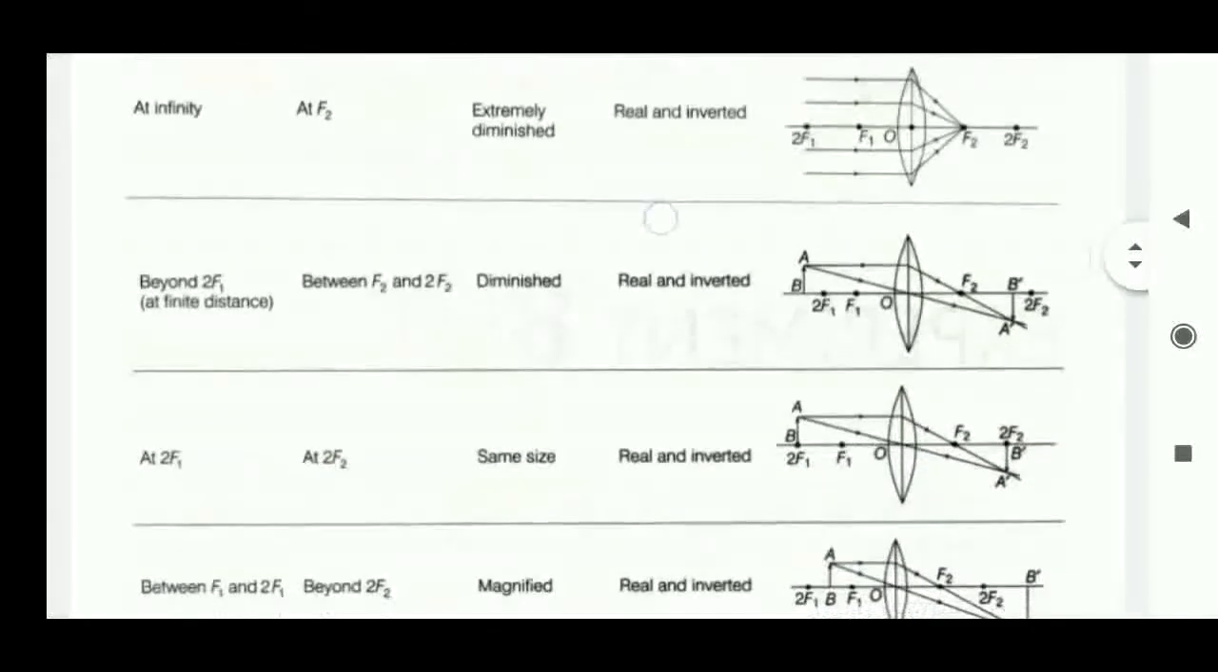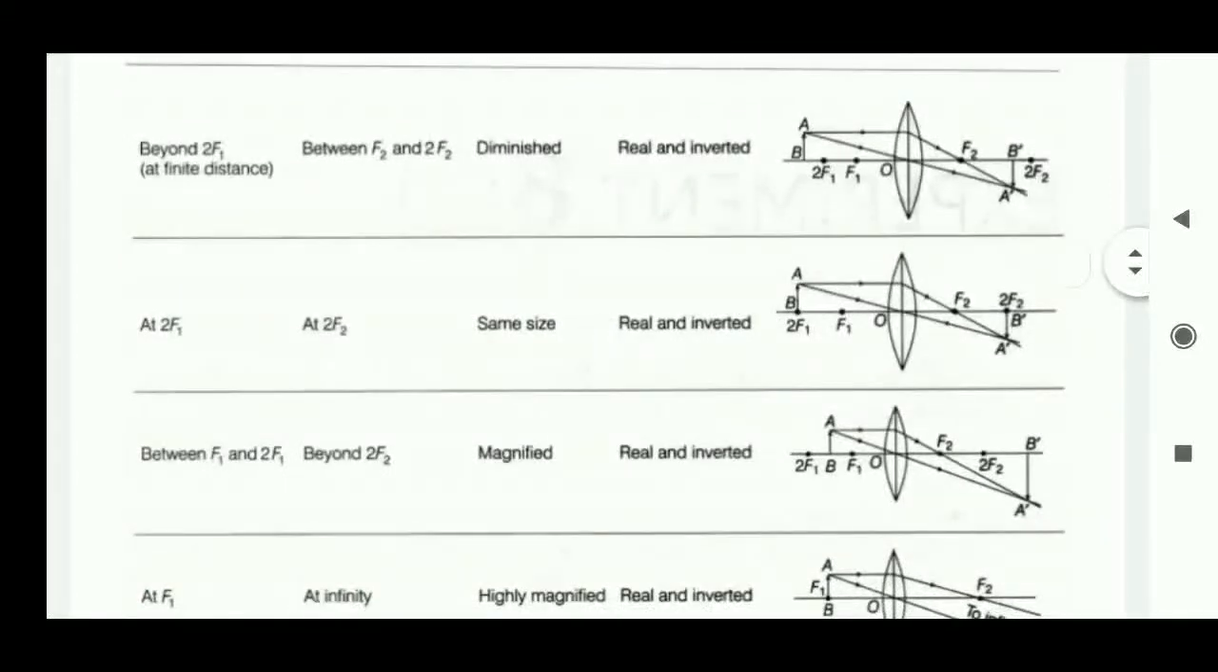Third case, if the object is placed exactly at 2f, the image also forms at 2f, but on the other side. So here what is the nature of the image? Same size it forms, magnification is equal to 1, real, inverted we get.